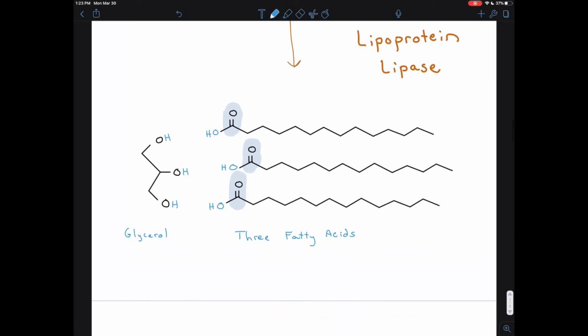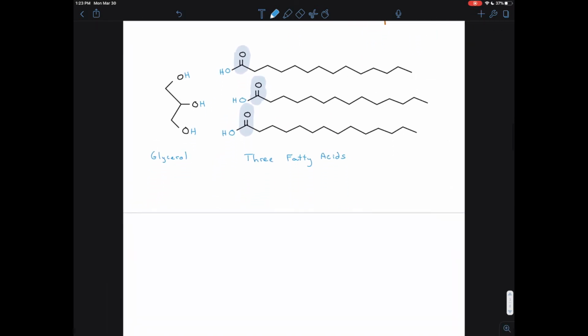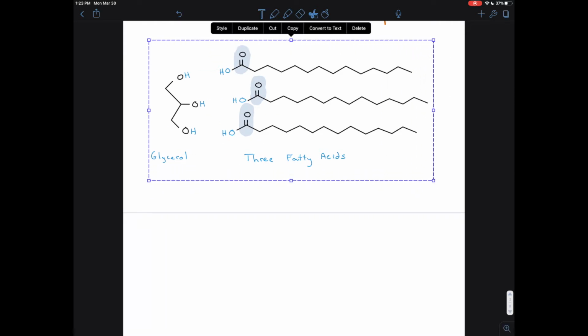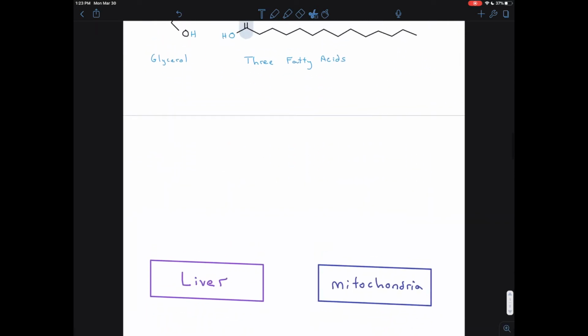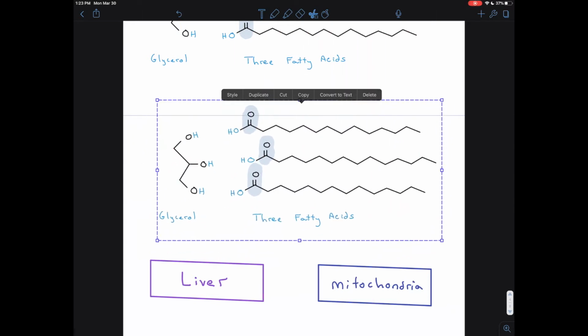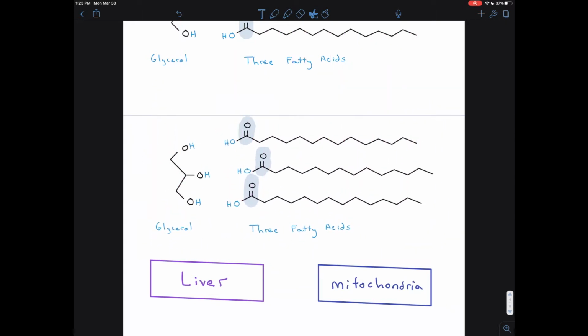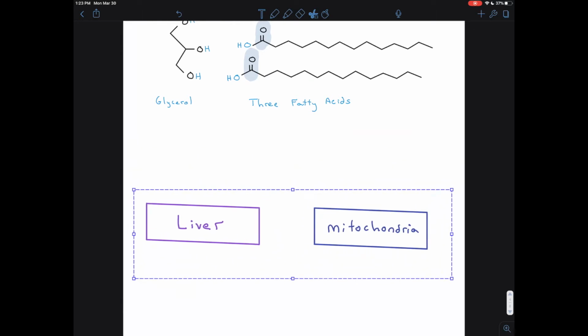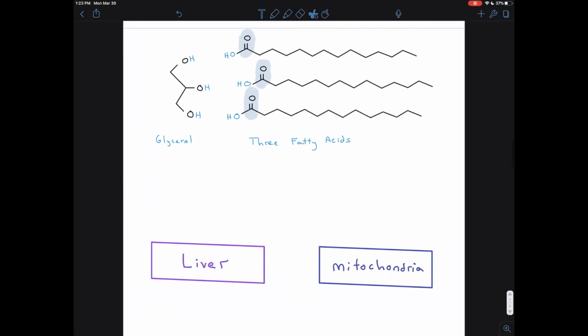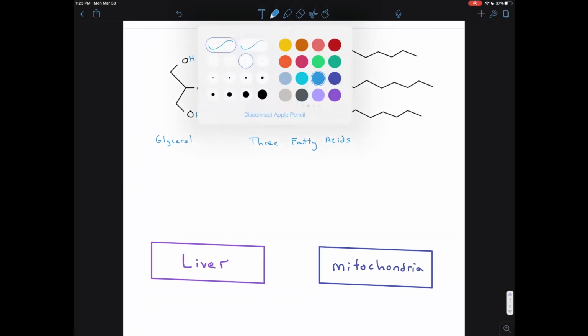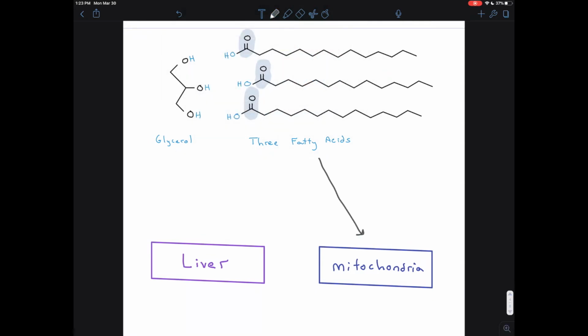Okay, now each of these have different destinations. The glycerol and the 3 fatty acids are going to be going to different places. Well, let's start with 3 fatty acids. The 3 fatty acids are going to be going to the mitochondria, and they're going to be broken down for energy. So that's something that we're going to explore in a separate video, how those get broken down to create energy. In this video, we're going to explore what happens to the glycerol.